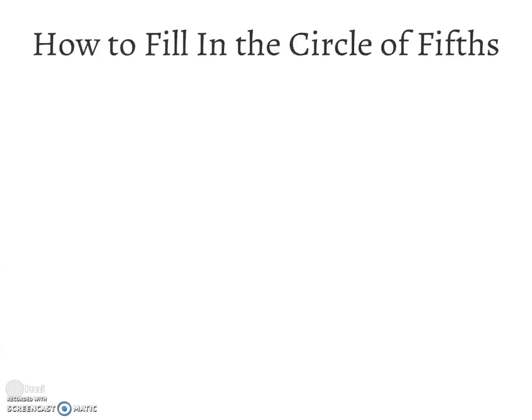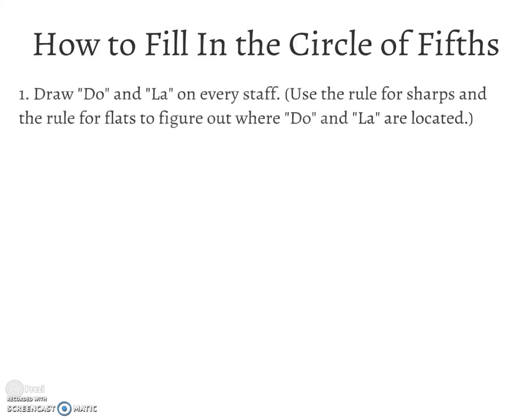So when you're going about filling it in, here are the steps that I would recommend. First, on every single key signature, every staff, you're going to draw do and la. You're going to use the rule for sharps, which is last sharp is ti. You're going to use the rule for flats, last flat is fa, and you're going to draw a do and a la. I would just do all of those right away.